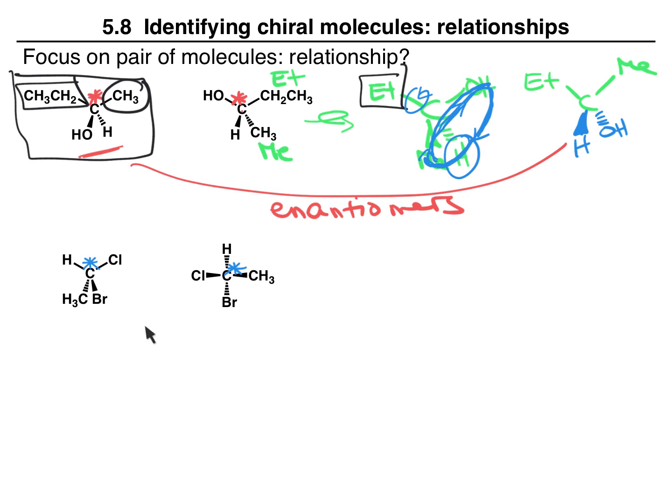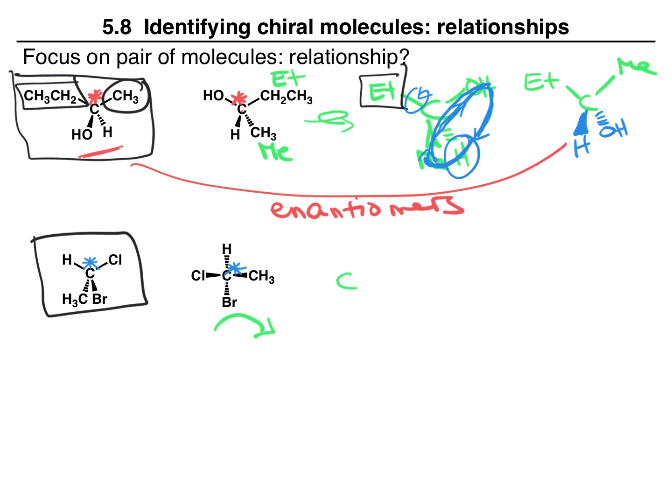Looking at this next pair of compounds, again, let's try to put this one into a similar orientation as this one. So I'm going to leave this one the way it is, and I want to manipulate this one so that it's in the same orientation. Right now it's looking very different because these two groups are going back and these two groups are coming forward. So let's take this whole molecule and just rock it to the side.